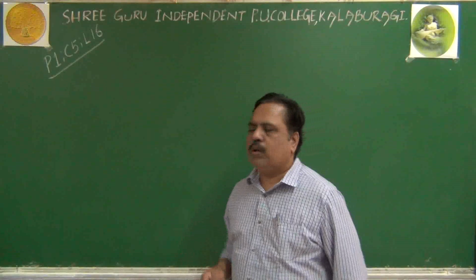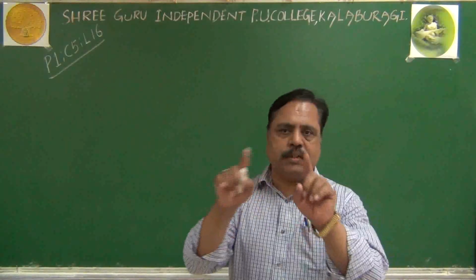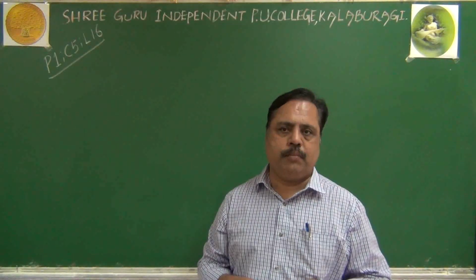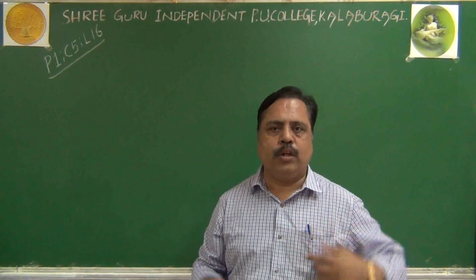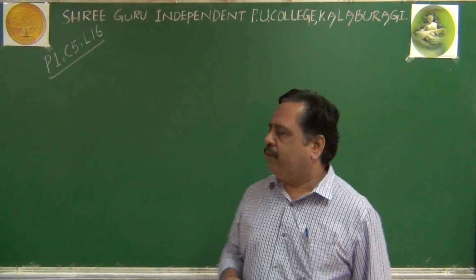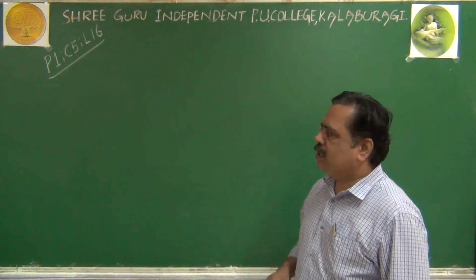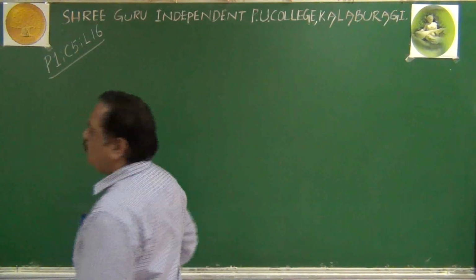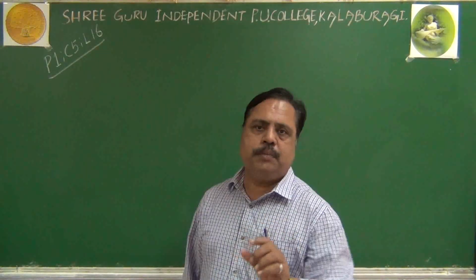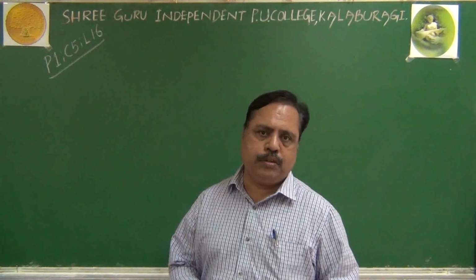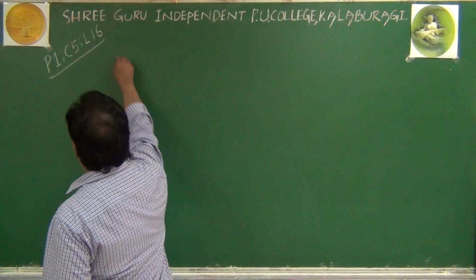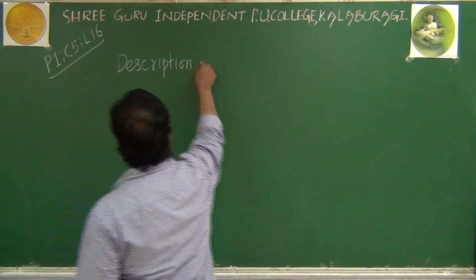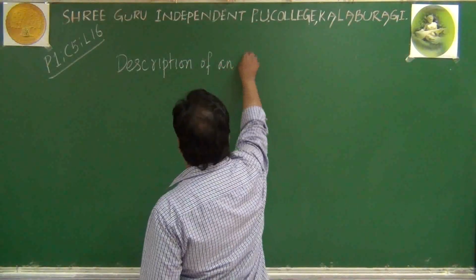Similarly, for monocotyledonous seed, maize we have taken, and there we discussed various points like scutellum, aleurone layer, coleorhiza, coleoptile. In today's class, let us see some technical terminologies or the technical description of a plant. So, the technical description of an angiosperm is what we are going to discuss here.